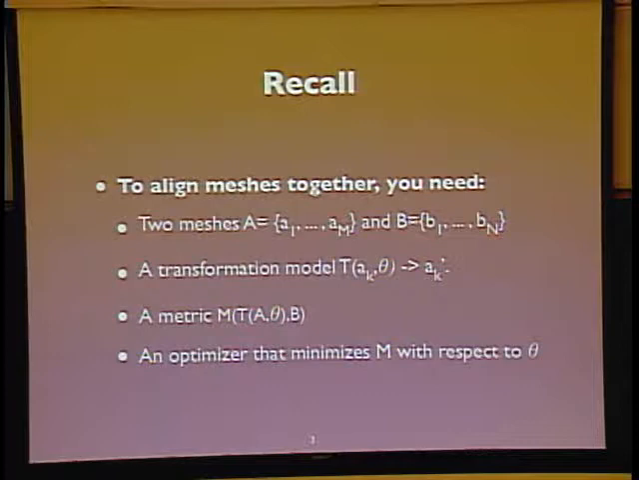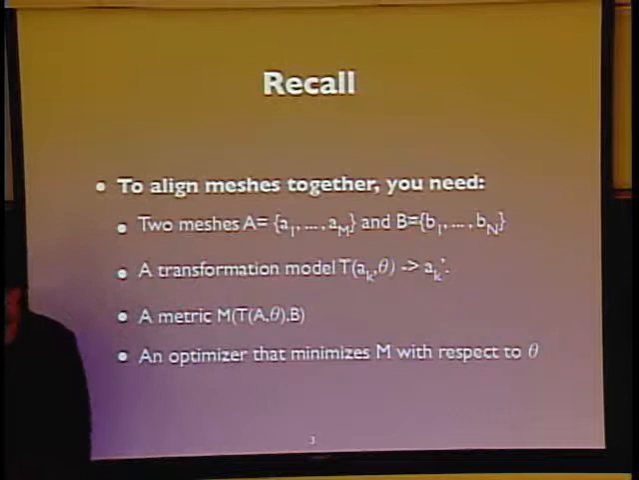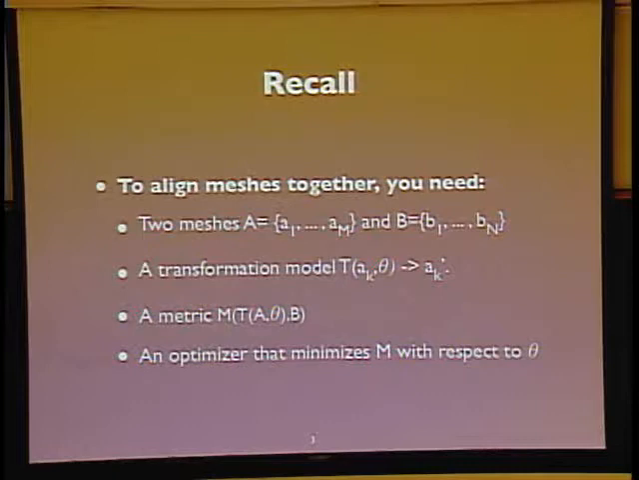I think I alluded to the idea that the intellectual meat of this problem, or the real heavy lifting for you as an engineer, is in the transformation model and M. M is supposed to be this metric that quantifies your intuitive or semantic notion of what it means to be a well-aligned pair of surfaces for the particular application that you are programming for.